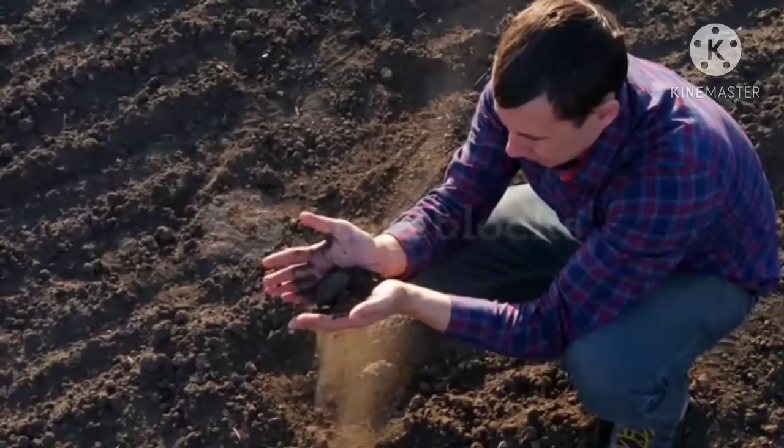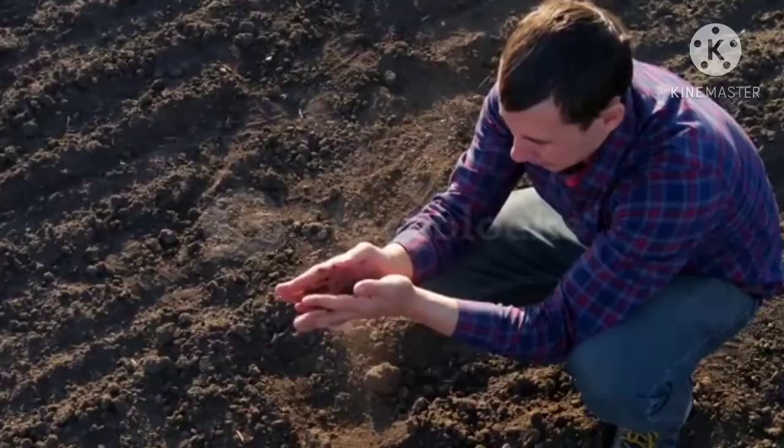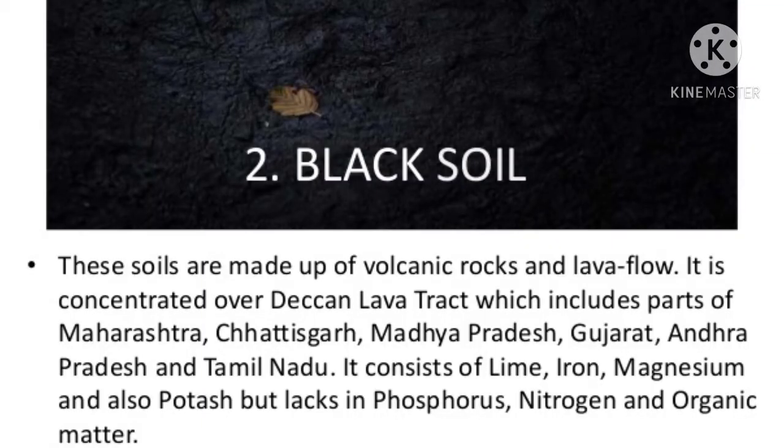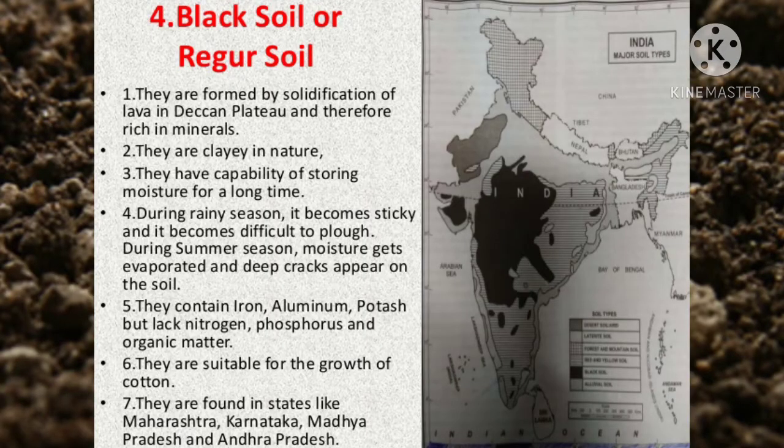And the next type of soil which we get in India is the black soil. What is black soil? Black soils are mainly found over the Deccan lava tract, that is the Deccan trap, including Maharashtra, Madhya Pradesh, Gujarat and Andhra Pradesh. These soils are found in the river valleys of Narmada, Tapti, Godavari and Krishna. These soils have been formed due to weathering of lava rocks. These soils cover an area of about 5 lakh square kilometer, as you can see in this map.